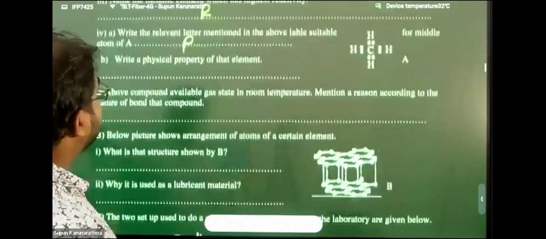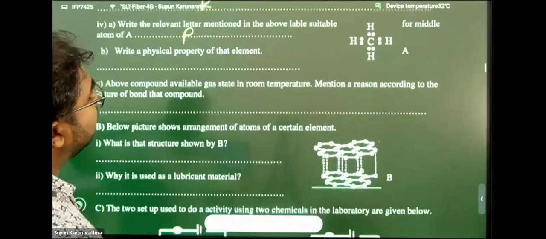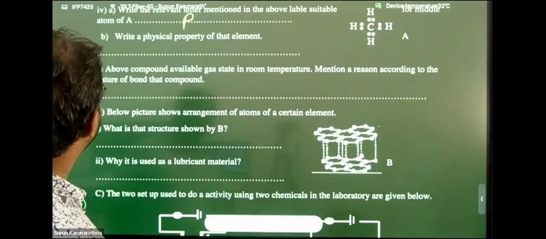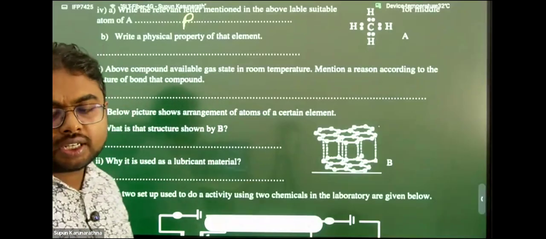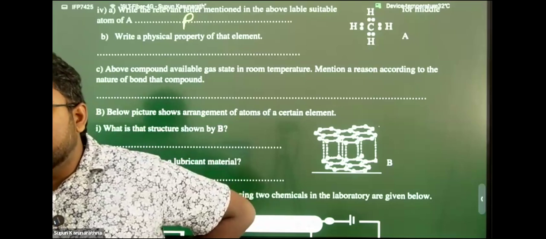Okay, now come to the next question. Above compounds available in gas state at room temperature. Mention the reasons according to the nature of bond of that compound. Which gas do they mention about that?